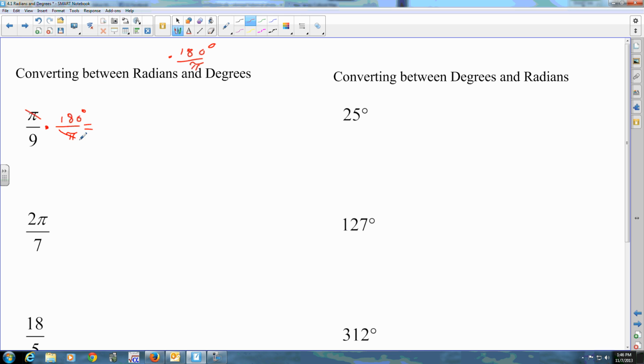The pi's are going to cancel, which is good because you want them to cancel. And then this is going to reduce, and you've got 20 degrees. So pi over 9 is exactly the same angle as 20 degrees. It's just measured in radians. Again, you're going to multiply by 180 over pi. Pi once again cancels. None of this is reducing. So you have 360 degrees over 7.